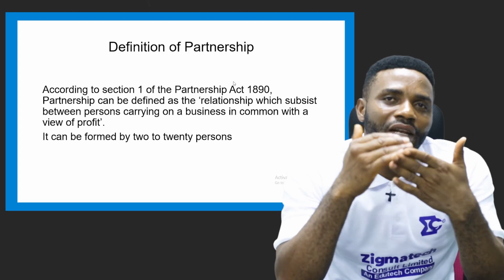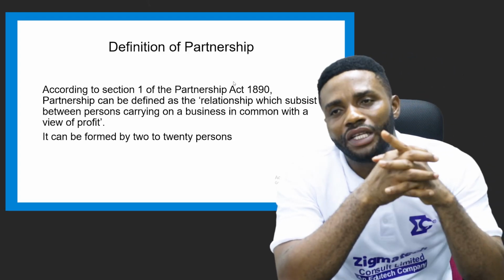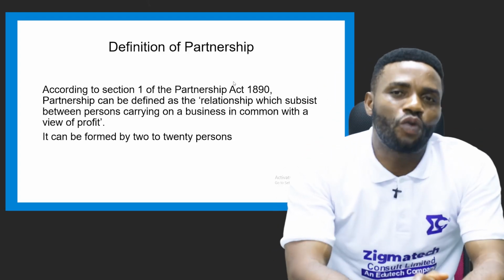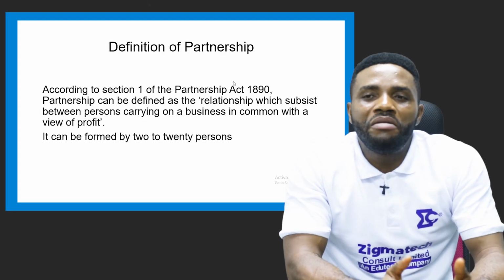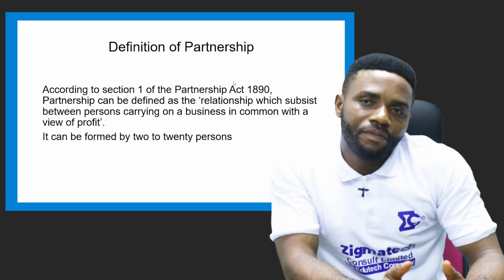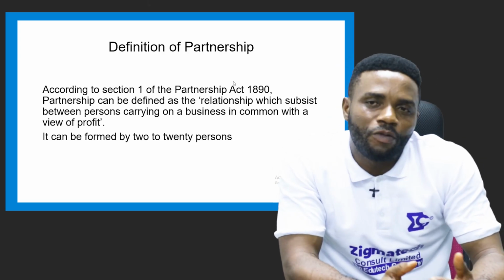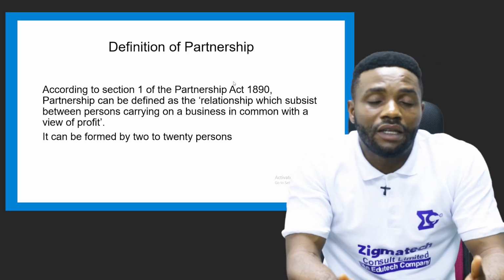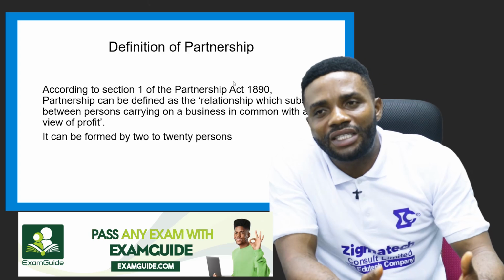Now, I said it can be formed by 2 to 20 persons. It's something that must start from 2. The minimum is 2 persons and the maximum is 20. This is likely an examination question. They will ask you, in a partnership business, the minimum number of persons to form a partnership business is dash.